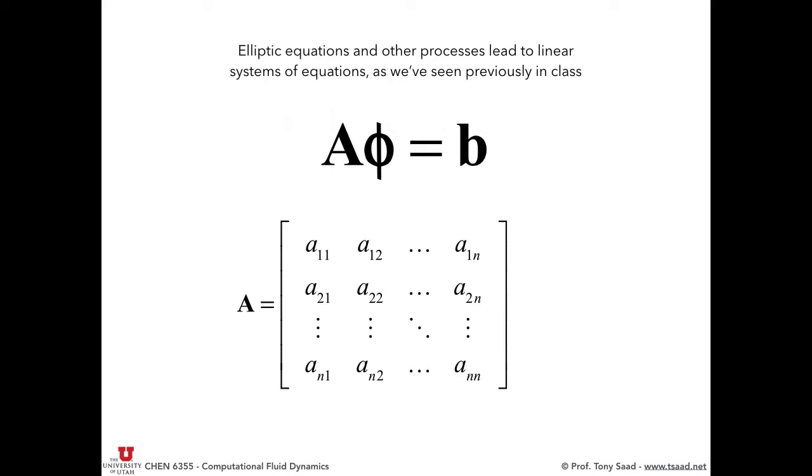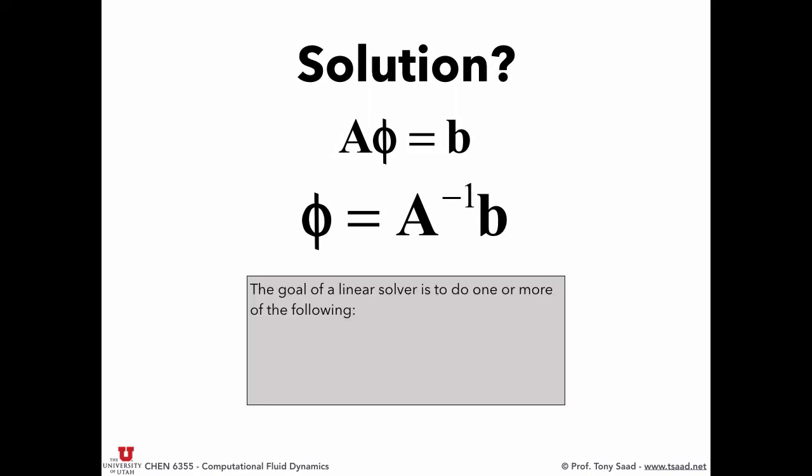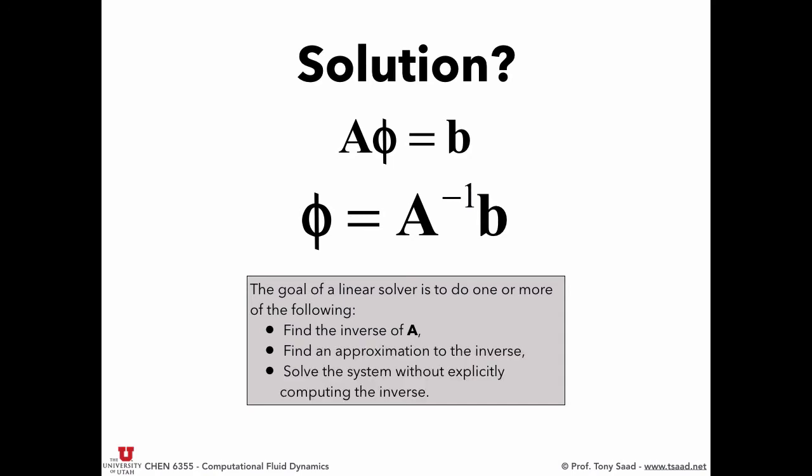And typically, we represent our systems as A phi equal B: B is the right-hand side vector, phi is the solution vector, the unknown, and A is the coefficient matrix. We said that in general, the solution, that's what we learned in linear algebra, is that phi is A inverse B. And then we recognize that the role of the linear solver is to really do one or more of the following. Either find the inverse of A, which is very expensive, and I'm going to show you some plots that prove that to you, but you can prove it to yourself as well on problem 1, for example, that I gave you. Or find an approximation to the inverse, or solve the system without explicitly computing the inverse.